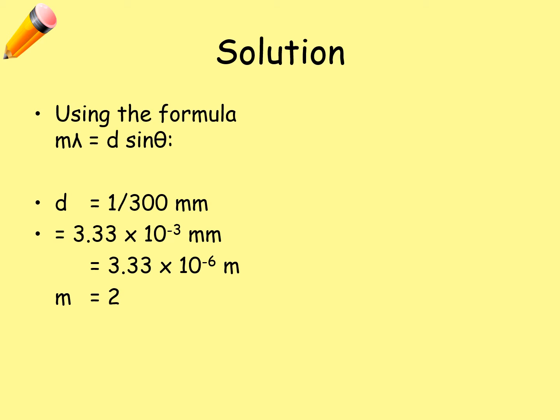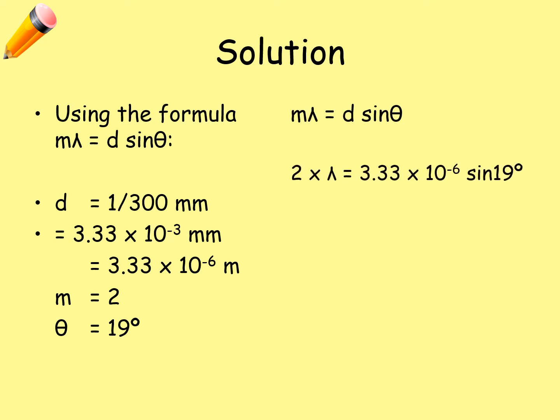Our order of maxima is 2. Theta is equal to 19 degrees. Using our equation, m lambda equals d sine theta, we substitute the values in, and we find a value of lambda to be 5.4 times 10 to the negative 7 meters. This is a perfectly acceptable answer. However, you should note that quite often wavelengths are quoted in nanometers. And with this value of the wavelength, you'd be able to refer to the datasheet at the front of the paper in order to determine the color of light.